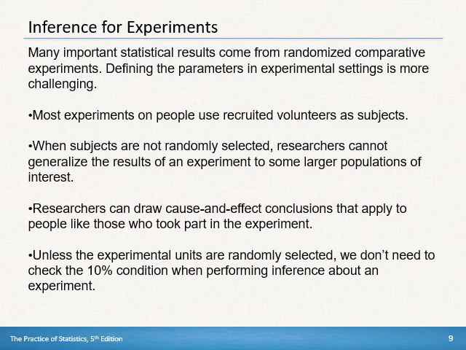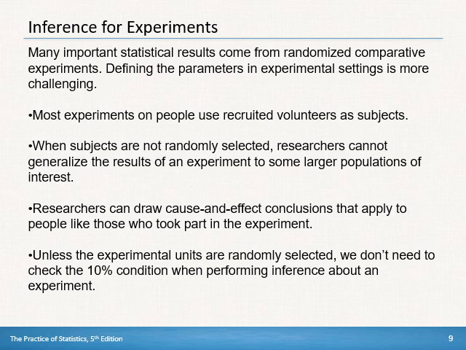All right, some things to take note of about inference when we're doing experiments. Many important statistical results come from randomized comparative experiments. Comparative meaning we have more than one treatment group. Often one of those treatment groups is a control. Defining the parameters in experimental settings is a little bit more challenging. Most experiments on people use recruited volunteers as subjects. So we're not sampling people; we use volunteers for the subjects. When subjects are not randomly selected, researchers cannot generalize the results of the experiment to the larger population.